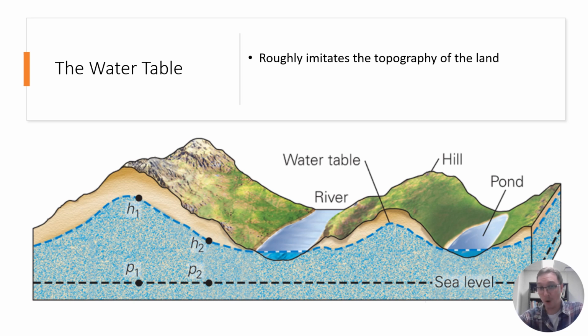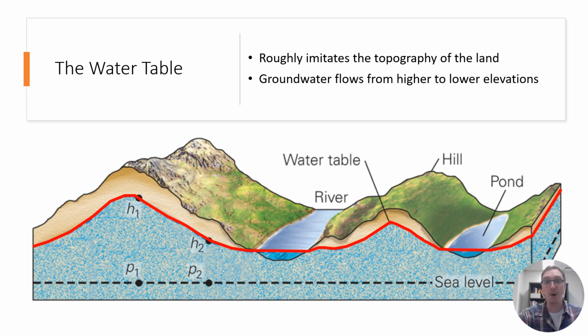It also roughly imitates the topography of the landscape. We can see that through the line here where it intersects the surface. Well, that's where we have rivers or ponds. It also flows from higher to lower elevations, even underground, subsurface. So we can look at these two dots from H1 or height 1 to height 2, and water is flowing downhill in these examples.